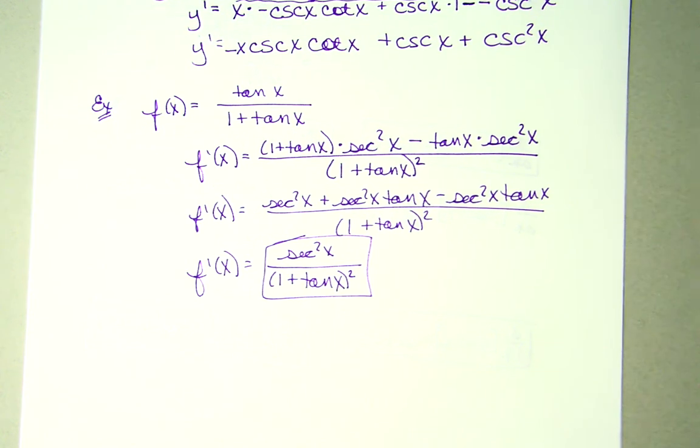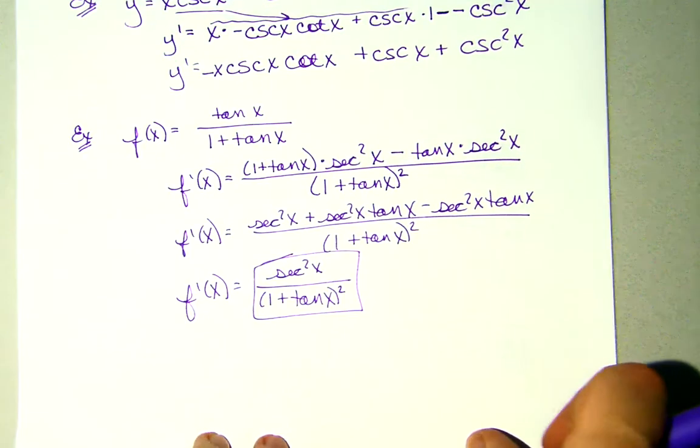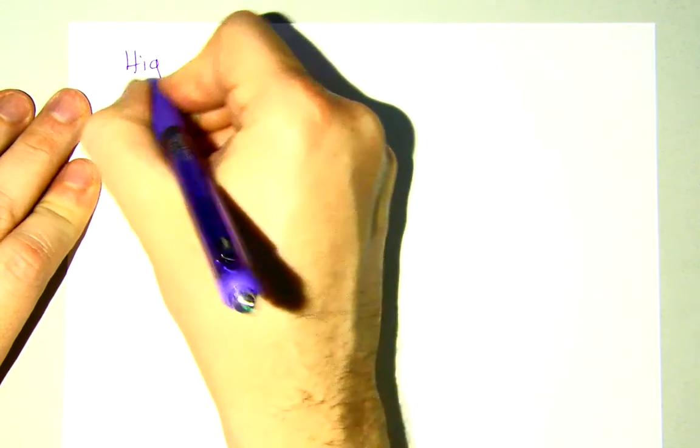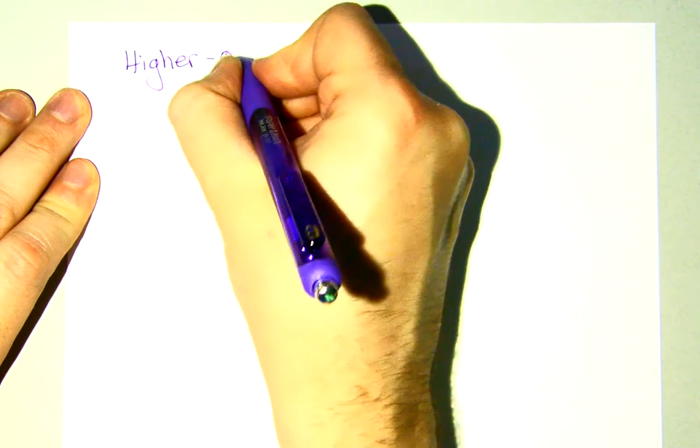Okay, so the next kind of random topic to look at that really doesn't have too much to do with product rule and quotient rule, but it's in the section of the book, so we might as well deal with this now, is the idea of what are called higher order derivatives.